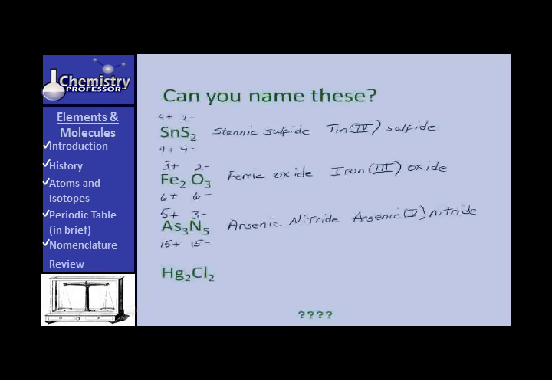Now let's look at this one. Here we have chlorine with a 1 negative, and there are 2 of them, so that's 2 negative. So mercury must be 2 positive, and there are 2 of those, so each one must be a 1 positive. And the mercury in the +1 column is then mercurous. So this is mercurous chloride. Or, if you will, it is mercury(I) chloride.